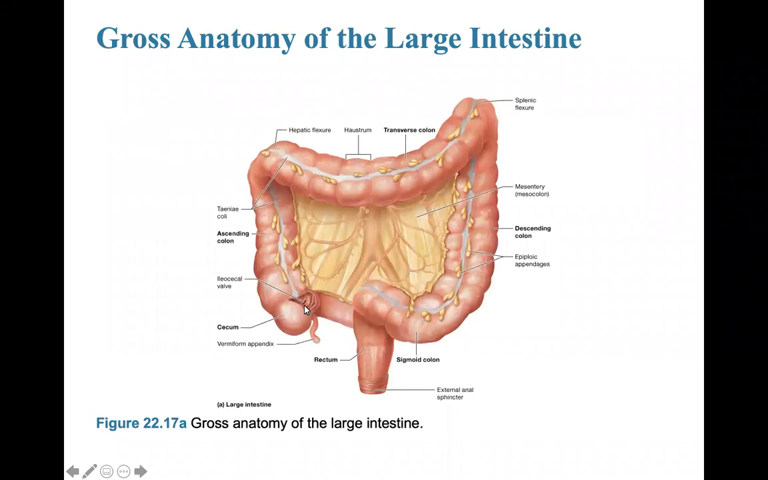Small intestines are going to empty into here. This is going to be your cecum right here, and this is your appendix, this little tiny guy right here. All right, so then you have your ascending colon, the hepatic flexure, transverse colon, splenic flexure, descending colon right here, and then you have your S-shaped sigmoid colon right here, and then this is going to be the anorectal area.